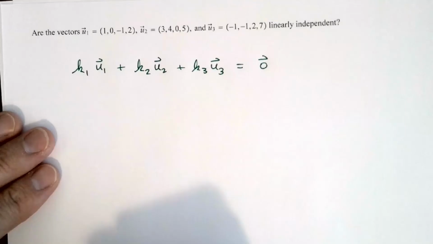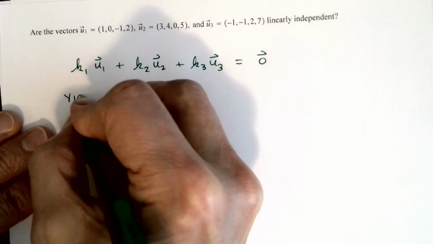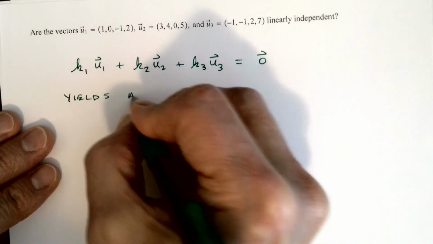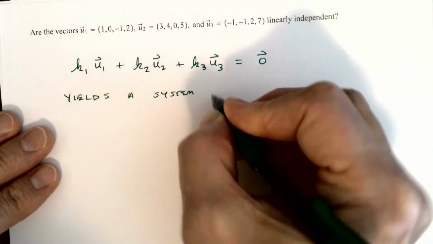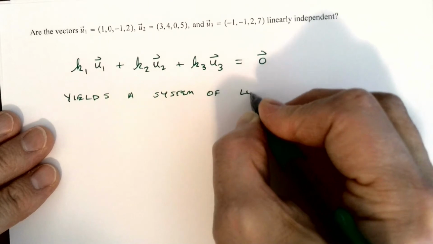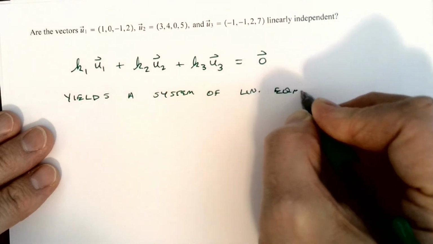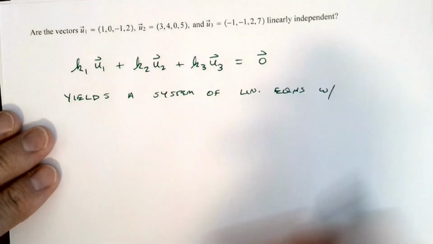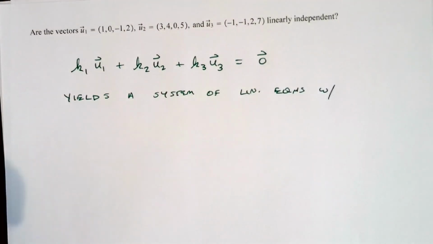Right? And I'm going to let you do this. You should see that this yields a system of linear equations. How many equations are we going to have, and how many unknowns? How many equations, how many unknowns?